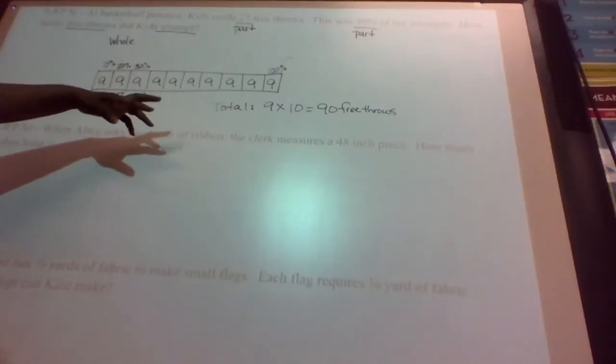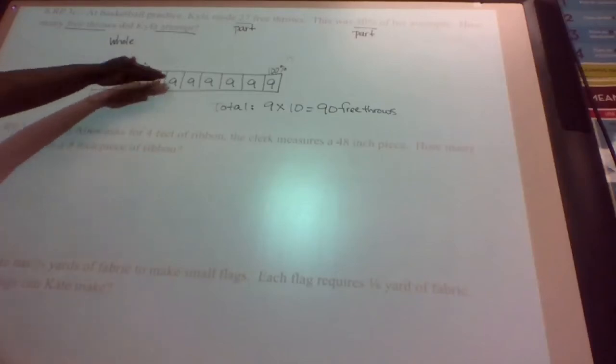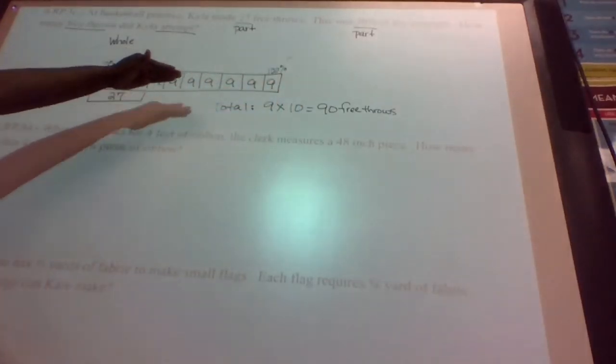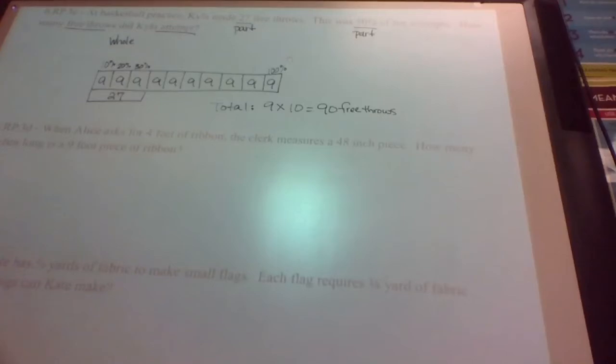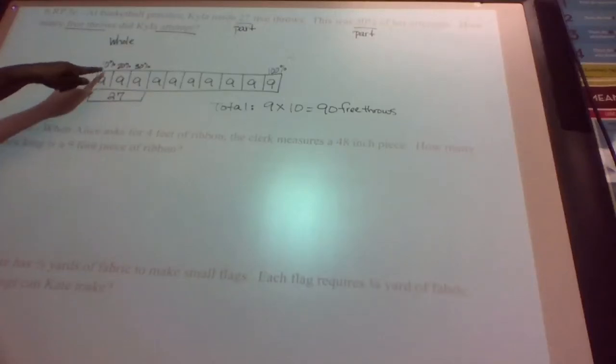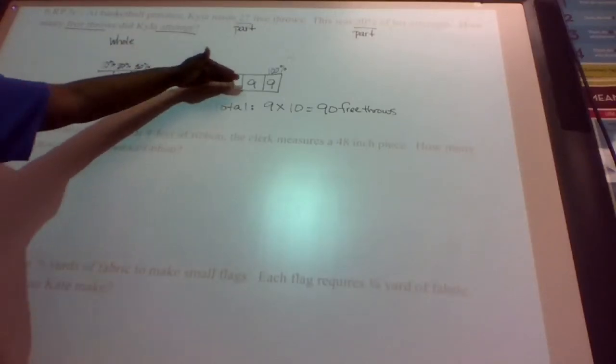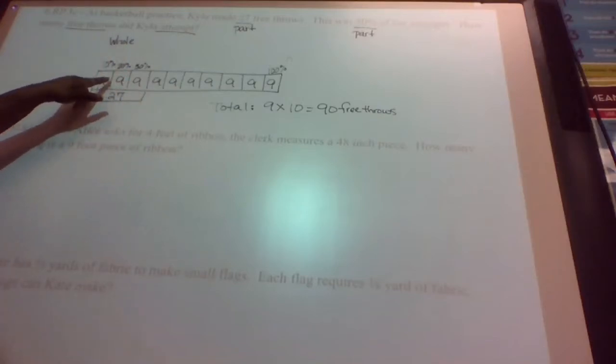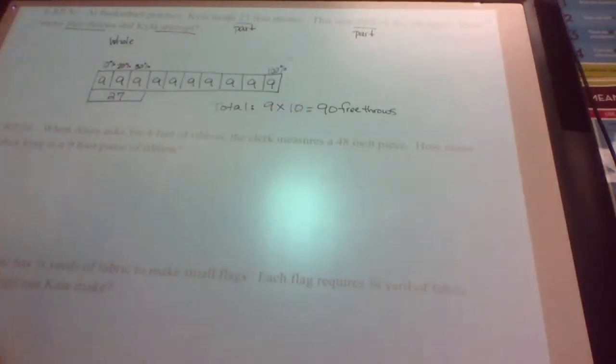Okay, 90 free throws. So let's go back. Whenever you're talking about a percent, you have 10 equal spaces, 10 equal parts, because 10 times 10 is 100. So 30% is 3 parts. So I took 27, divided into 3 parts, and that's my total for every one of them. Then to find the total, I take 9, multiply it 10 times, and that's my 90.